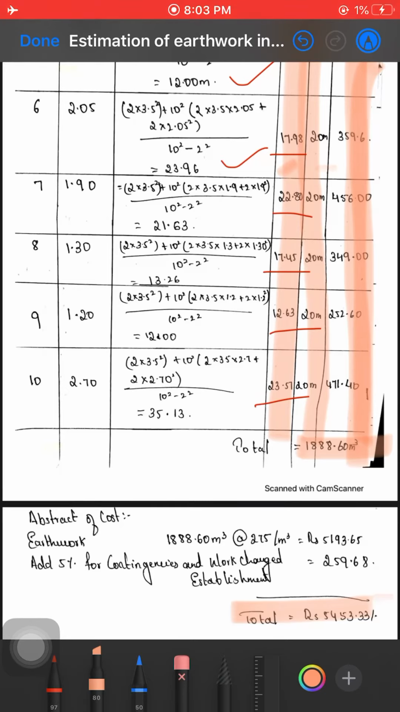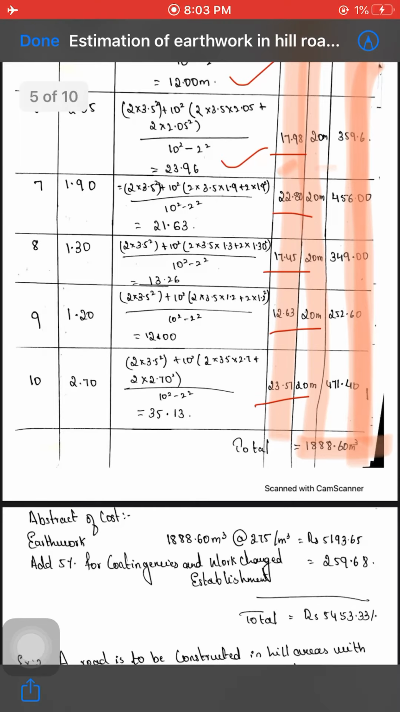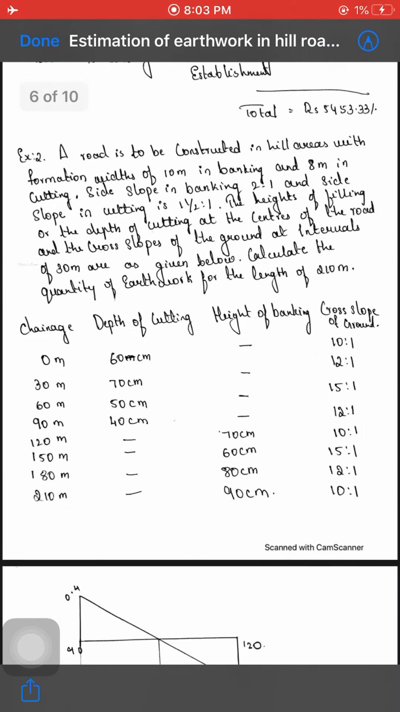So that's how you do the estimation. Okay, so now let us go to the next problem.